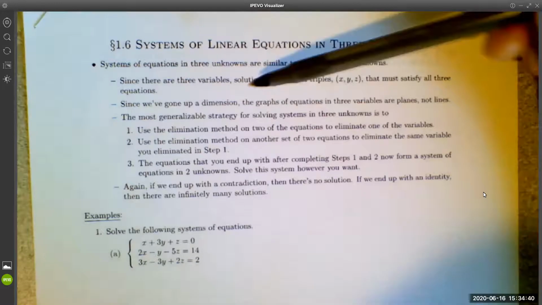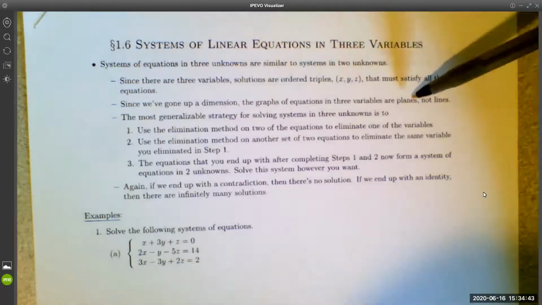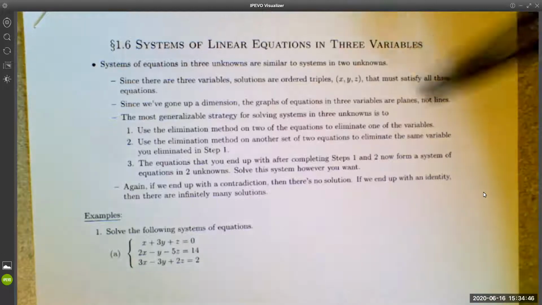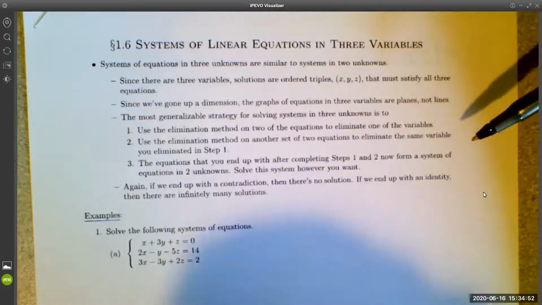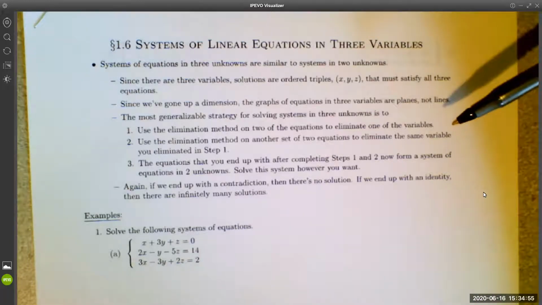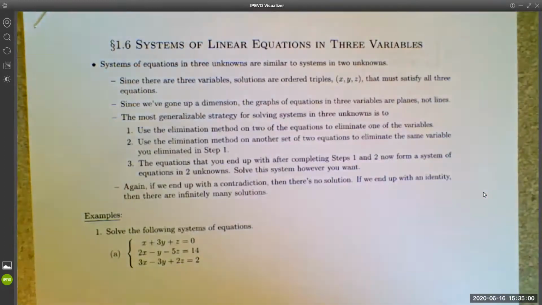Since we've gone up a dimension, the graphs of equations in 3 variables are planes, not lines. It's a little bit difficult to visualize those, but they have a similar interpretation. It's possible that the planes might never all intersect, so you could have no solution. It's possible that the planes intersect in a line, in which case you have infinitely many solutions, or maybe all 3 planes represent the same plane, so you have infinitely many solutions in 2 dimensions. And it's also possible that the planes intersect at a single point, which is the most common scenario.